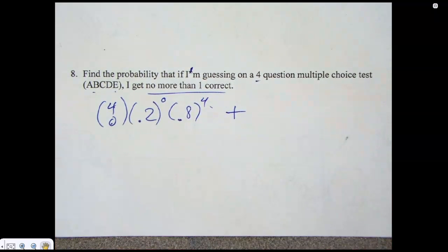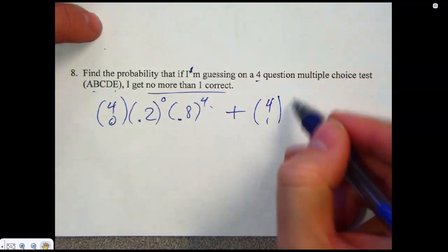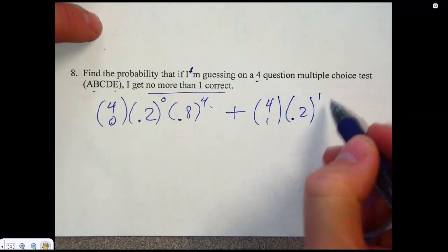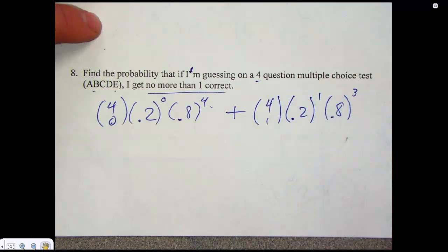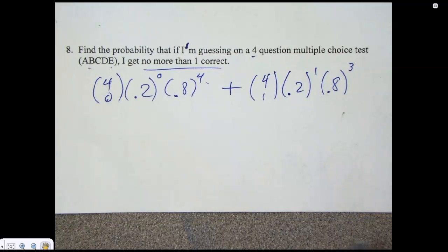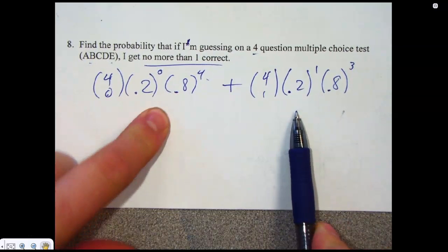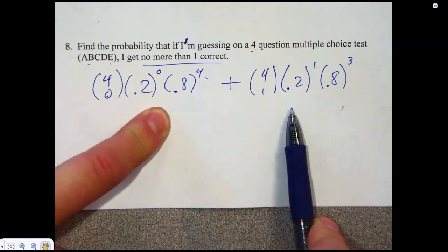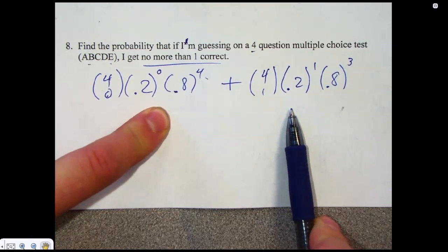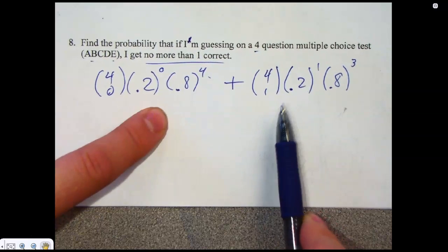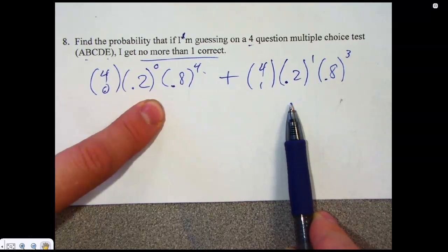Plus, that's 0 correct, but what do I have to find out? I gotta do 1 correct, then I gotta add them up. So I gotta do 4, 1, 0.2 to the first, 0.8 to the third. So go ahead and type those in. This one's actually a little strange. These 2 numbers will come out the same. That is a complete coincidence. It would not happen, I won't say ever again, but very often. So these 2 come out the same, but it's just luck. Don't think that's gonna work every time.